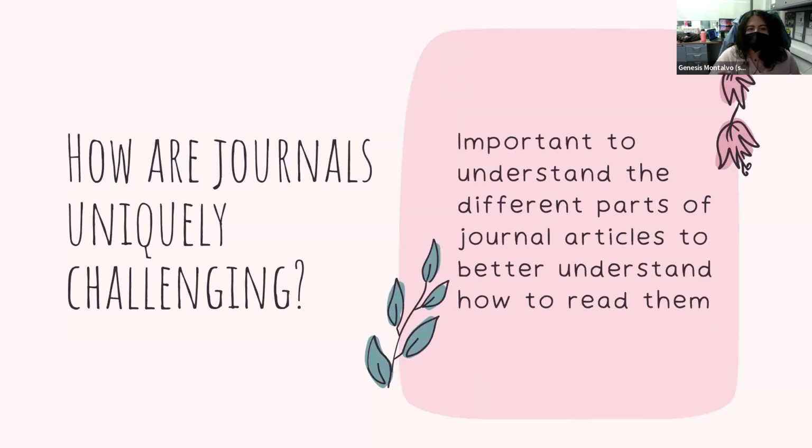So how are journal articles uniquely challenging? It's important to understand the different parts of a journal article to better understand how to read them. That's what makes them a little more different than, say, a textbook or a worksheet or even just a website, is that there's a multitude of different parts. Sometimes you'll have key definitions. You'll usually have an abstract. And it's important to understand how these different parts work in a journal article in order to read through it more effectively and efficiently.